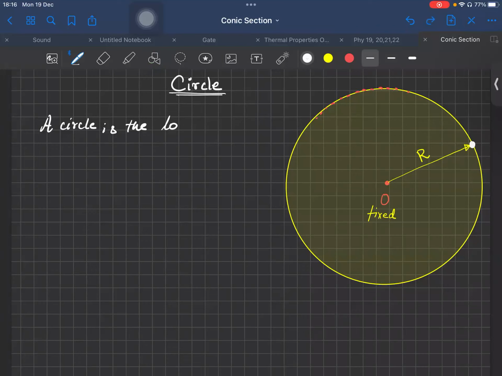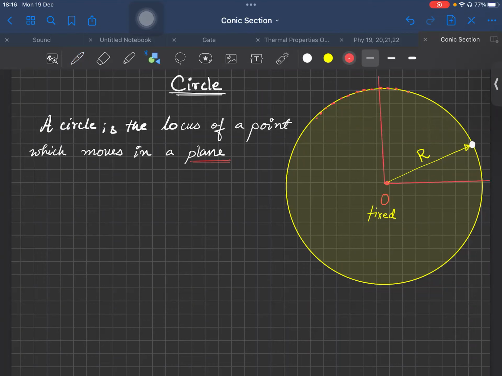Can anyone repeat the definition? The circle is the locus of a point which moves in a plane. See, plane is also really important here. Why? Because we are only studying 2D circles. Okay, 2-dimensional circles we are studying only.